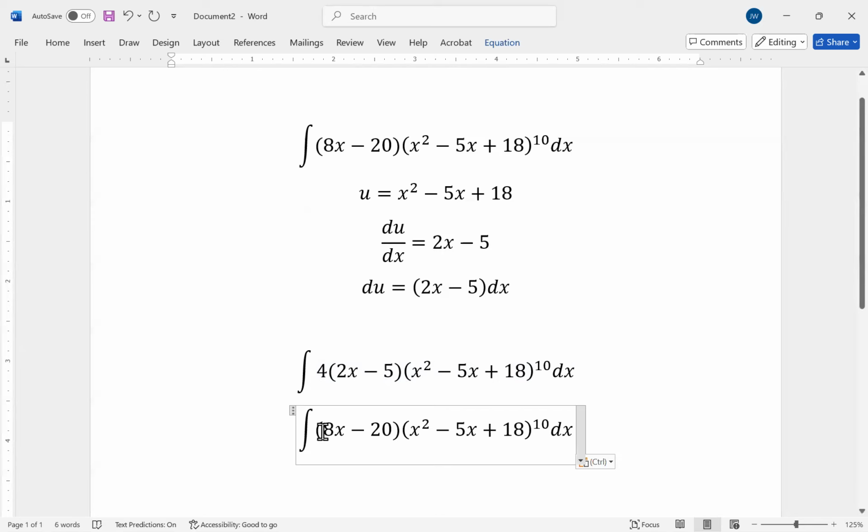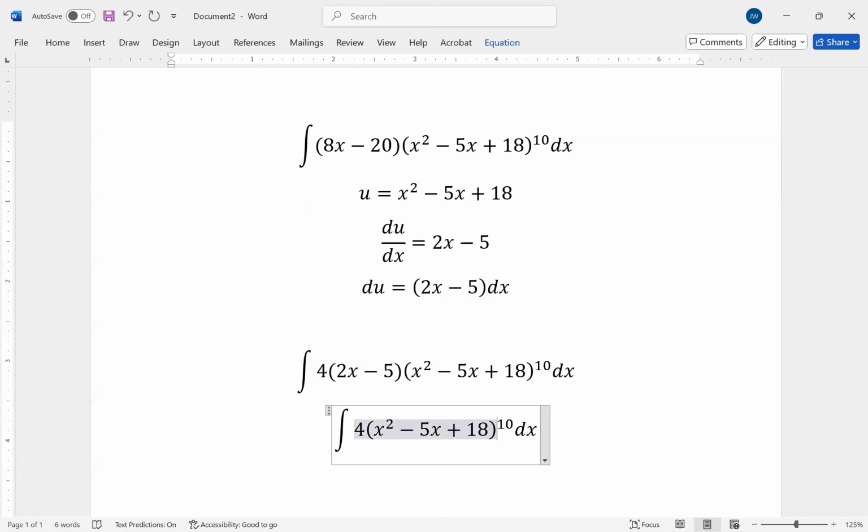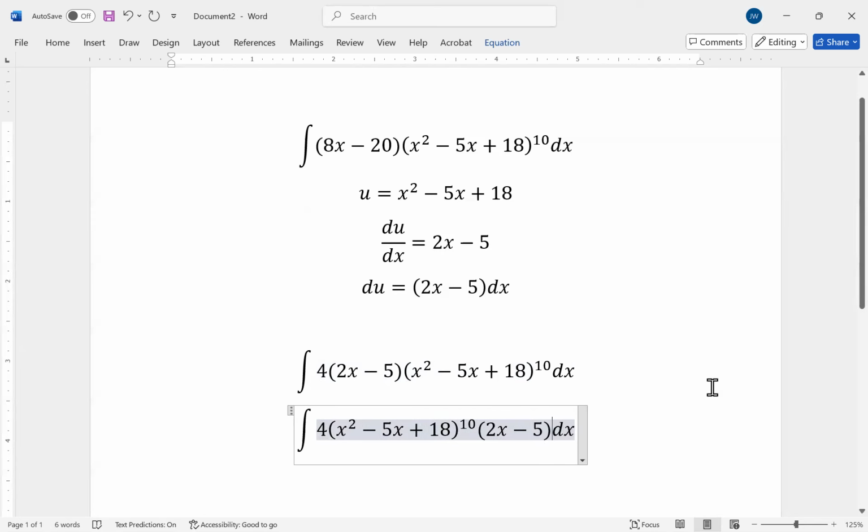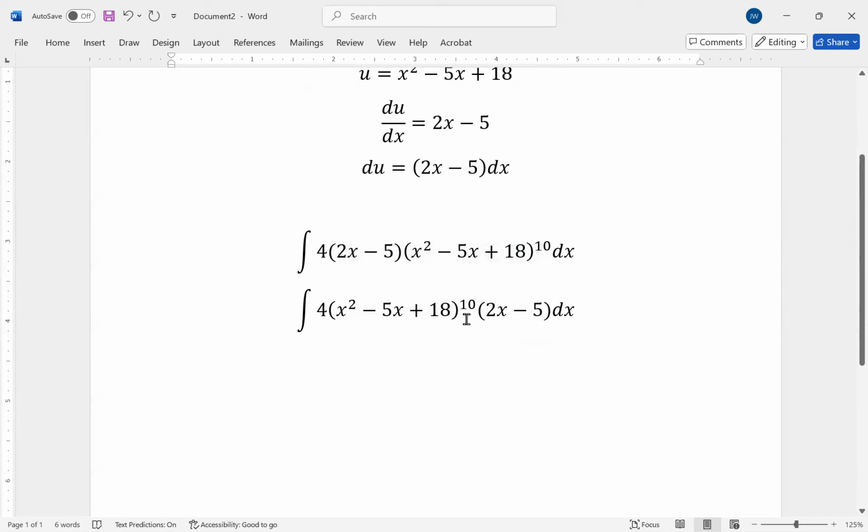During the next step, what I can do, because of associativity and commutativity of multiplication, is take that 2x minus 5 and put it in the very back, next to the dx. I like to do this just for the visual. You can obviously do it here as well and be good to go.